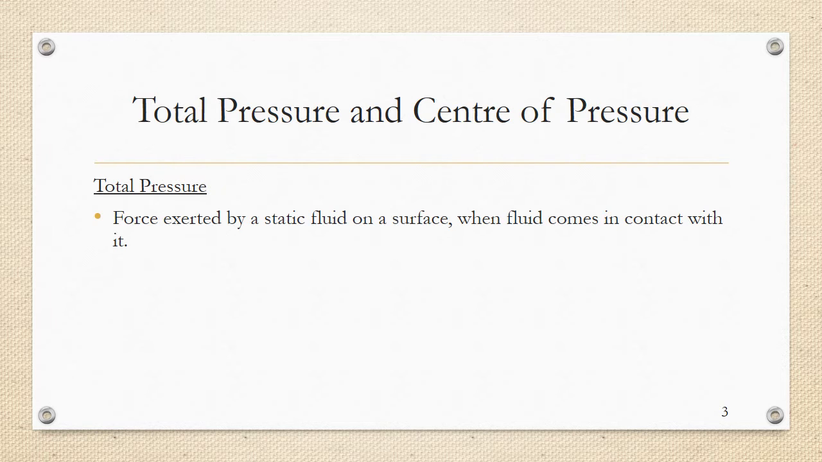So total pressure is the total pressure force exerted by a static fluid on a surface when the fluid comes in contact with it. So even though the term is called total pressure, that actually stands for the total pressure force. So when we are talking about the total pressure exerted on a body, we are actually talking about the total pressure force exerted by the fluid on the body. And so this should be very clear. Total pressure actually stands for the total pressure force exerted by a static fluid on a surface when the fluid comes in contact with it.